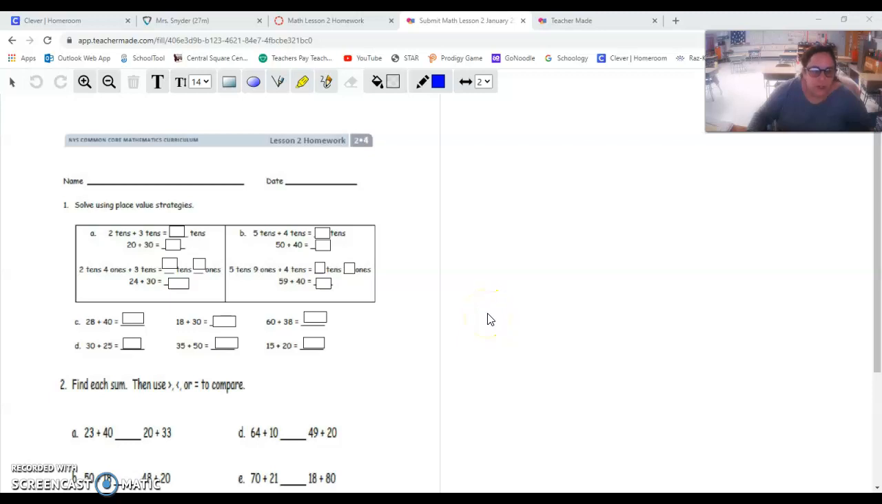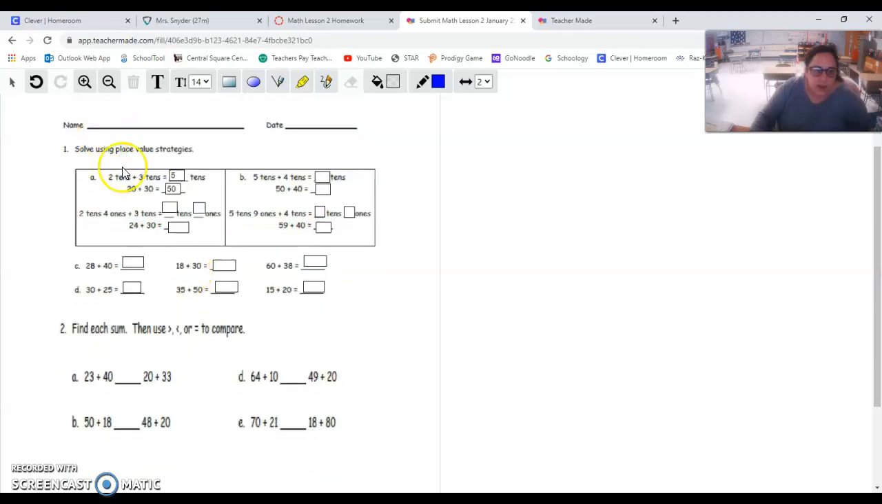Hi, boys and girls. So today for your homework, you have to solve using place value strategies. So when it says 2 tens plus 3 tens equals how many tens? So you have to think, what's 2 plus 3? And then type in your answer. So it'd be 5. And now it's asking you what 20 plus 30 is, which is 20, 30, 40, 50. So I type in 50. So that's what you have to do for the top ones.